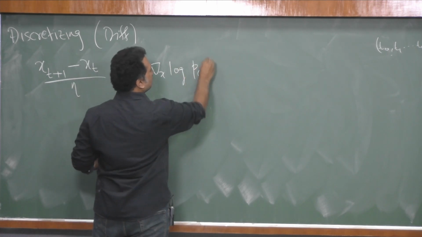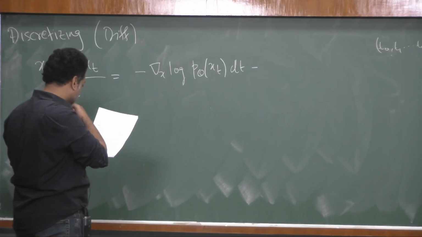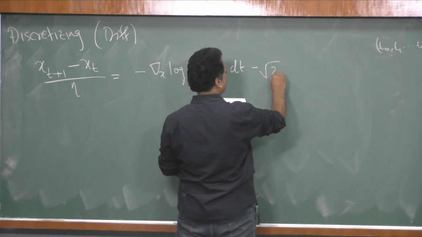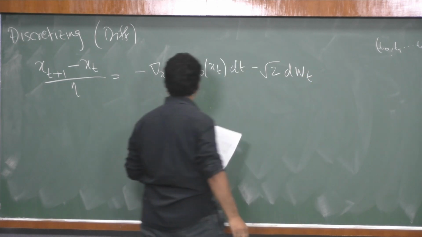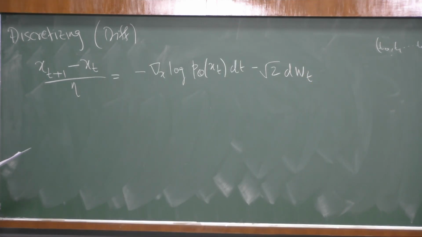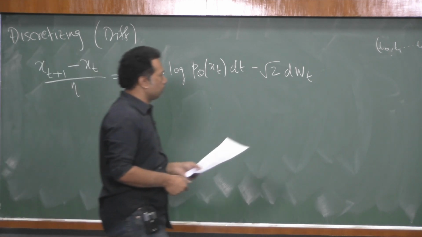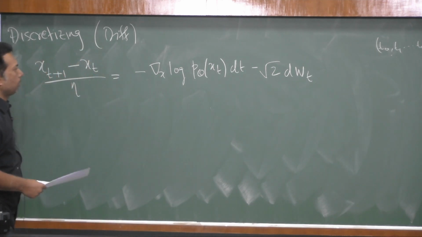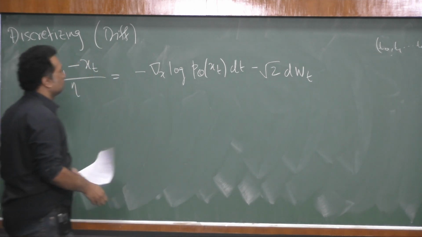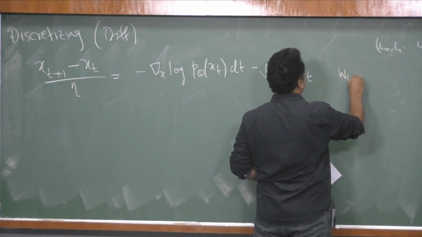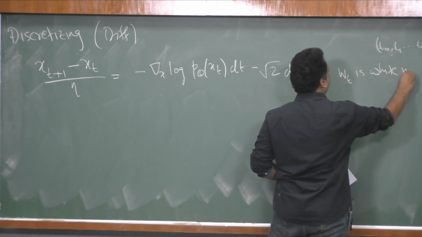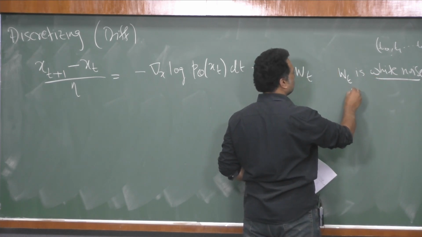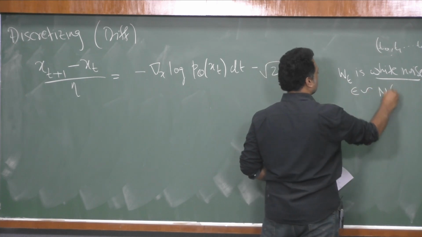log p theta x_t, plus the noise term, minus square root of 2 dW_t. We will assume that this white noise W_t, as I said in the beginning, is some standard normal. So let us say this white noise is some epsilon, a random variable coming from some distribution, and in this case epsilon is coming from a standard normal.